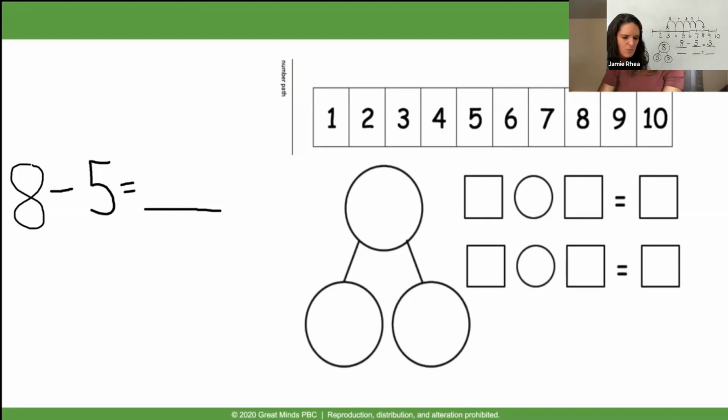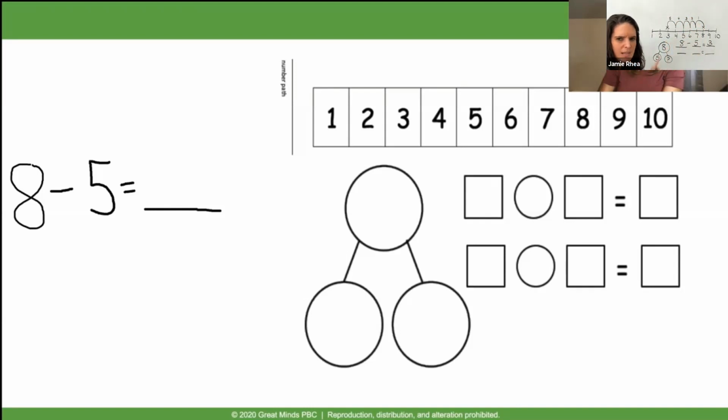Let's see if I'm right. So I'm going to count backwards from 8. I'm just going to double check myself. So if I have 8, and I'm going to count back 5 times. Ready? 8, 7, 6, 5, 4, 3. How many did I have left? I had 3, just like we did. We jumped back 3. Okay?